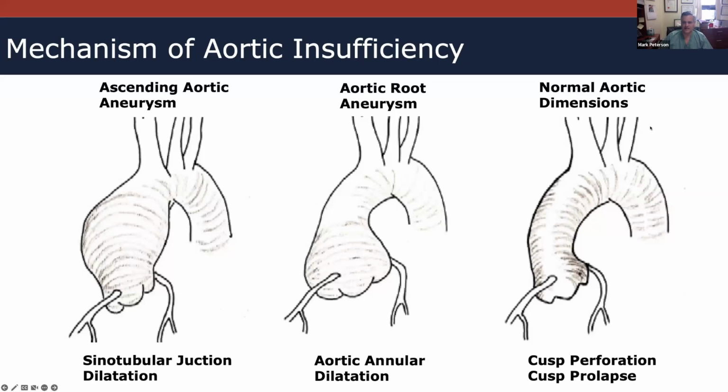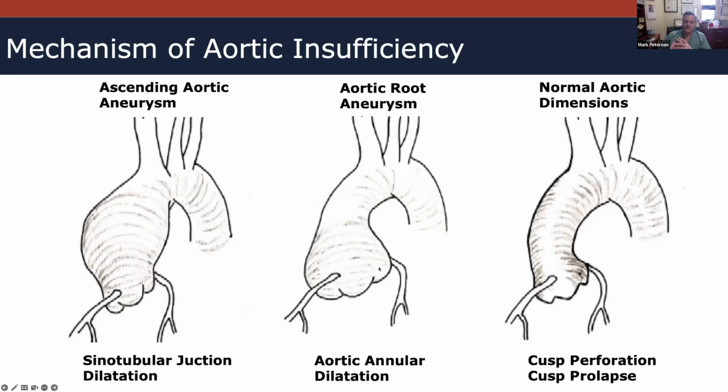These are the various mechanisms that cause AI. You can have a relatively normal valve and normal root, but if you have a large ascending aneurysm that causes dilatation of the sinotubular junction, that can result in varying degrees of AI, and the operation to fix that would simply be replacing the ascending aorta, hemiarch, and remodeling the sinotubular junction. Then patients with aortic root aneurysms.